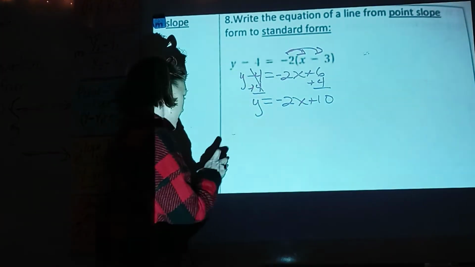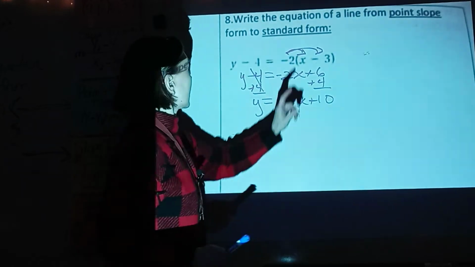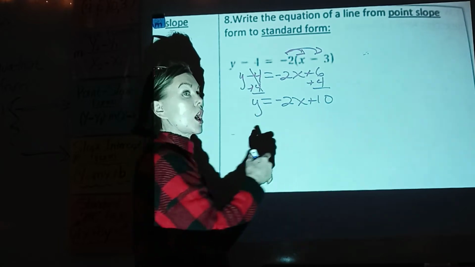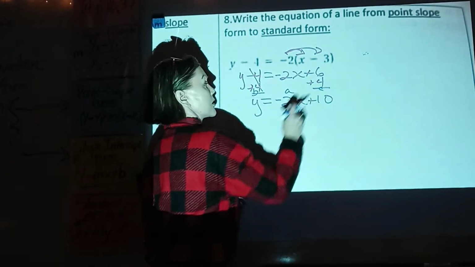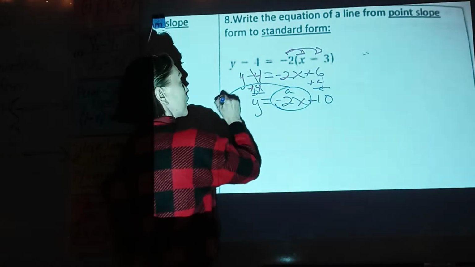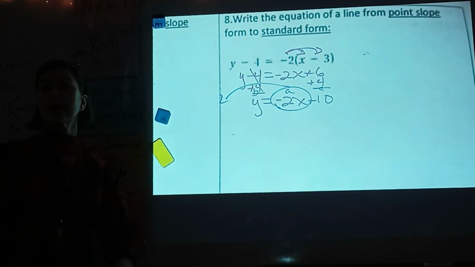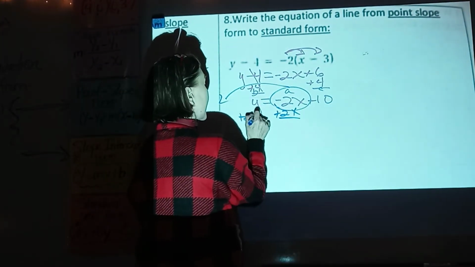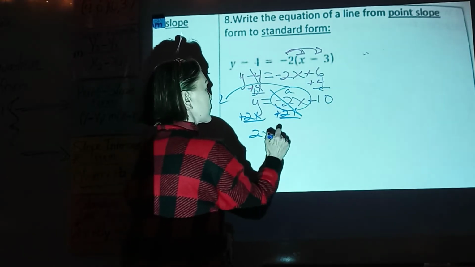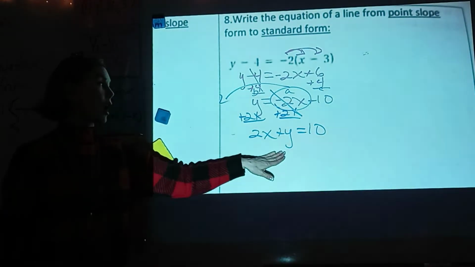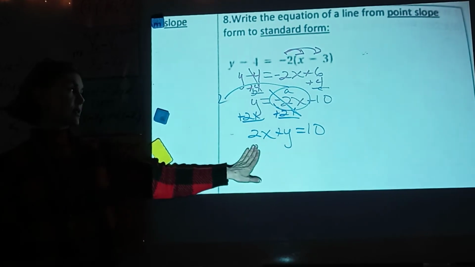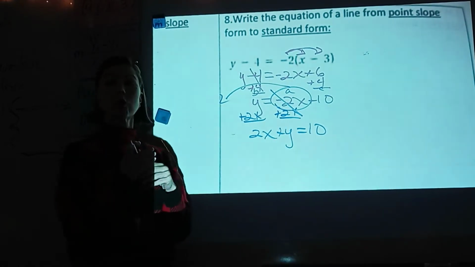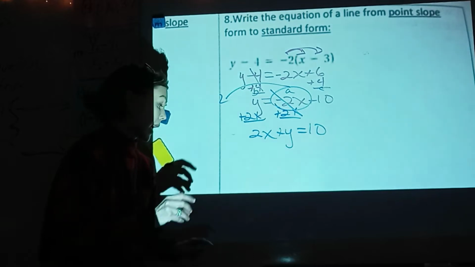Now, again, it said take it from point-slope form to standard. Standard is our ABC form. Is this an ABC? No. This is your B, this is your A, this is your C. We have to move that -2x to the other side. How do we do it? By doing the opposite of what it is. What's the opposite of a -2x? Positive 2x. So we're going to add 2x to both sides. 2x plus y equals 10. Have we solved for standard form? Yes, we have. This is our A, this is our B, this is our C, and we're done. Are you with me? Good? That was number 8. Moving on.